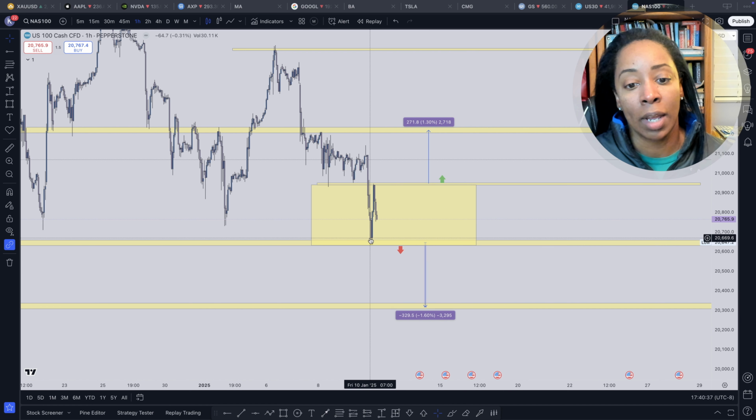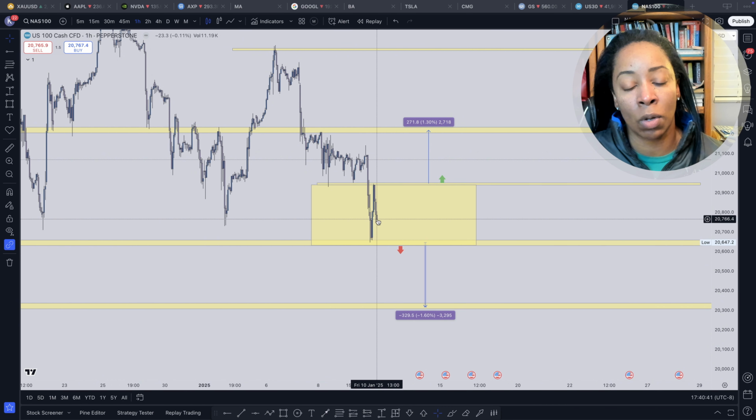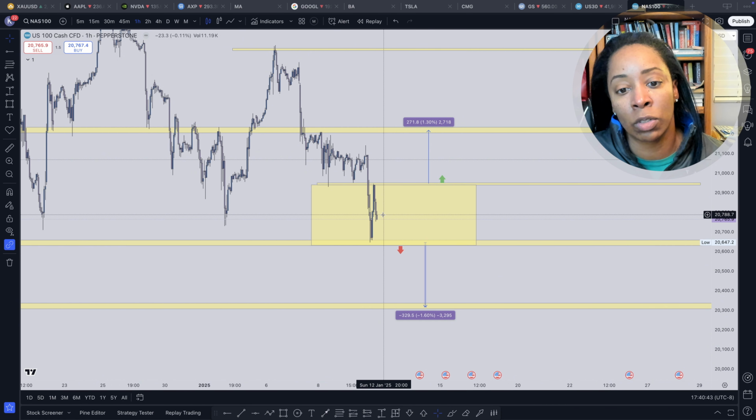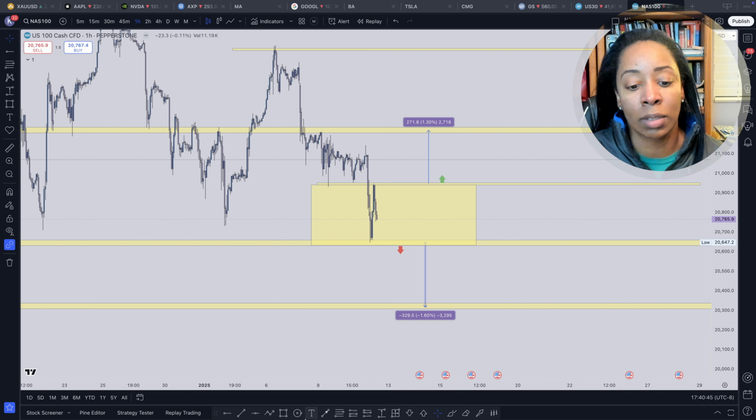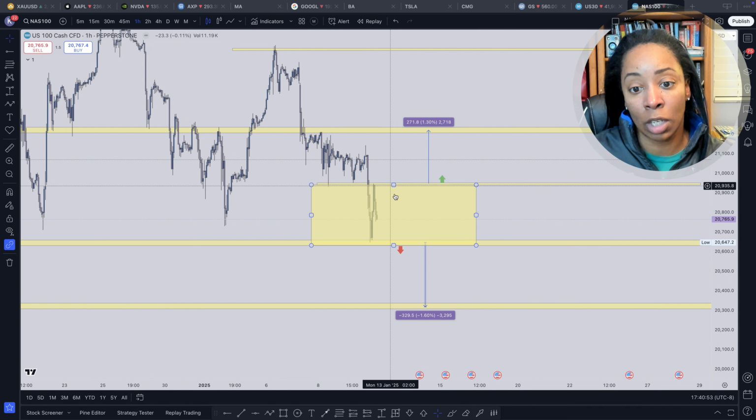Right now, it formed a support, formed a resistance, and then it started to go down, but we don't know what it's going to do. It can continue to consolidate inside of the zone for a long time before breaking out. We just have no idea. So for right now, this is going to be my game plan.